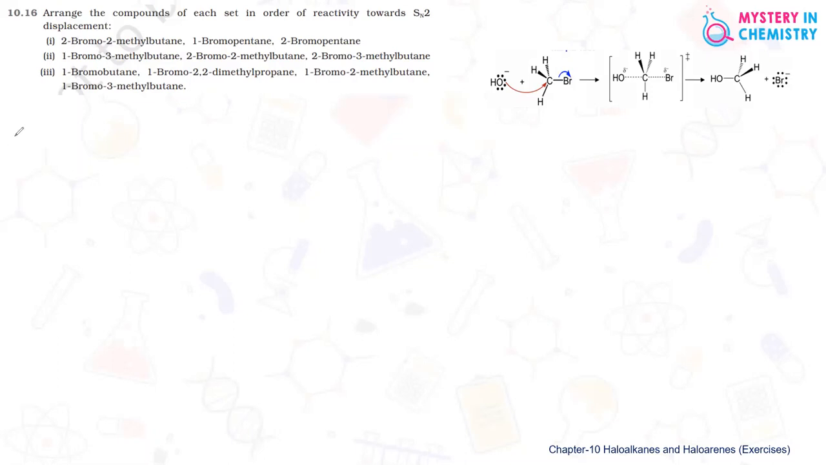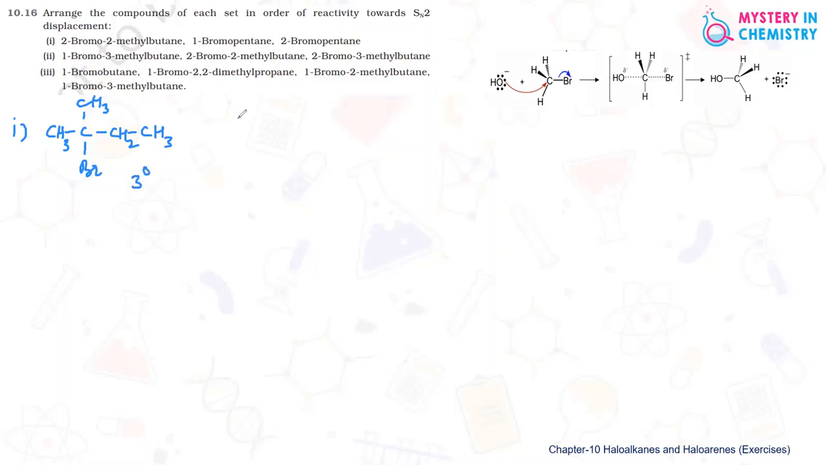So here the first one is 2-bromo-2-methyl butane. Butane, that means 1, 2, 3, 4, 4 carbon atoms, 2 bromo and 2 methyl. This is tertiary halide. So here also we are writing the remaining hydrogen. So this is tertiary halide.